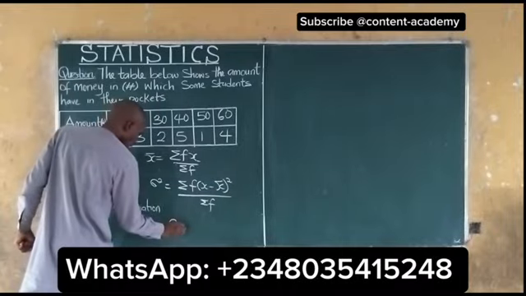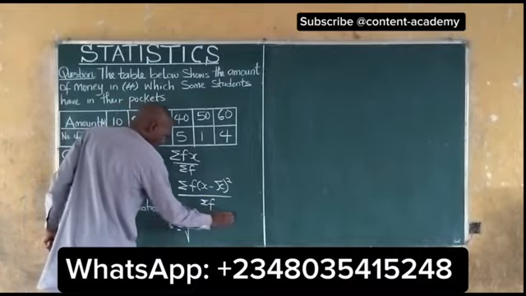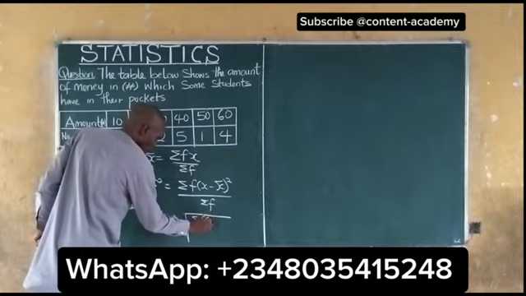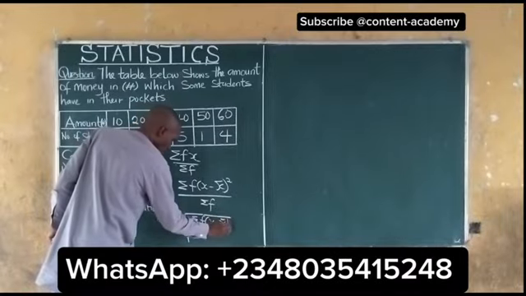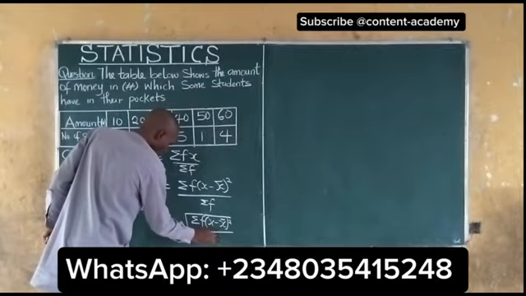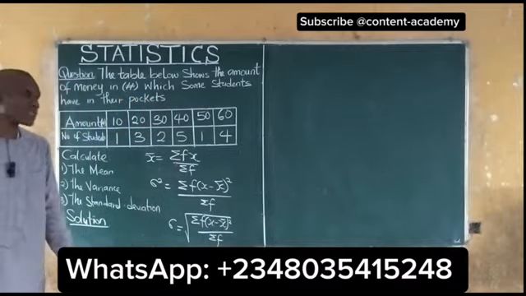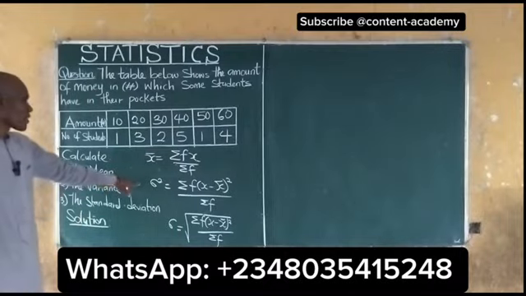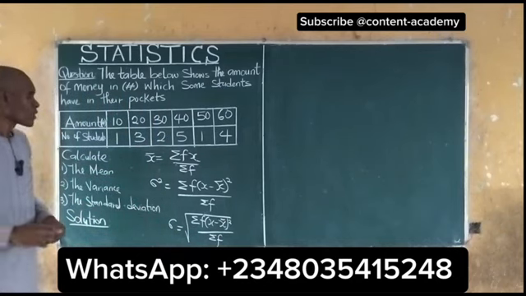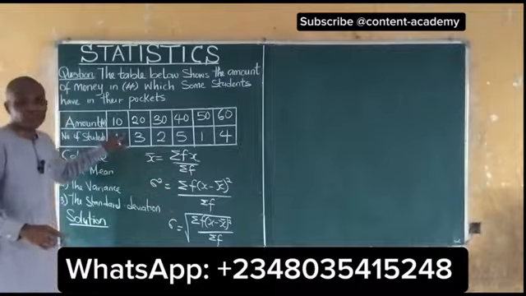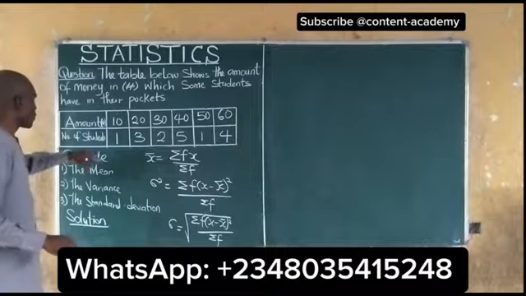And the standard deviation is simply the square root of what we have as the variance, which is summation of f of x minus x bar all squared all over summation of f. That is what we have as the mean, the variance, and the standard deviation. For us to compute all of this, we need to rewrite this table. We need to form a table on this.